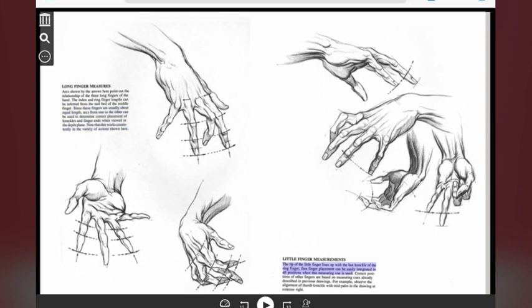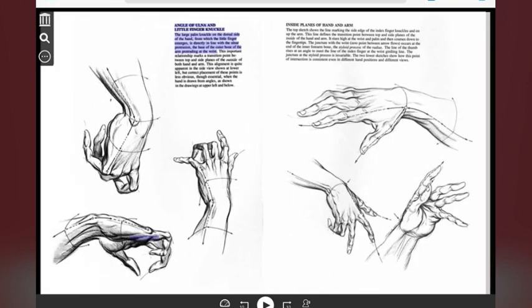The tip of the little finger lines up with the last knuckle of the ring finger, thus finger placement can be easily integrated in all positions when this measuring cue is used. Correct positions of other fingers are based on measuring cues already described in previous drawings. For example, observe the alignment of thumb knuckle with mid-palm in the drawing at extreme right.